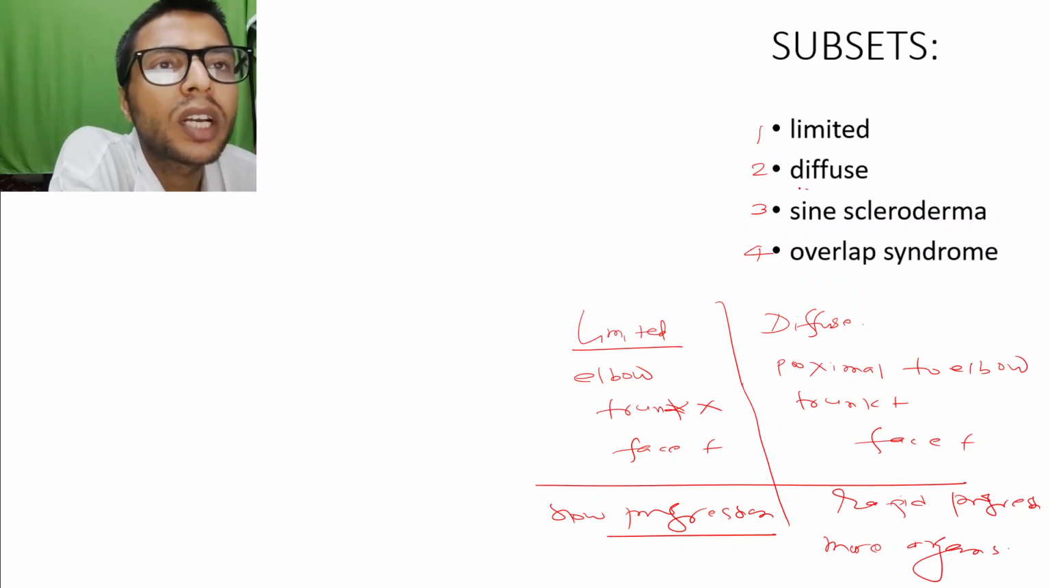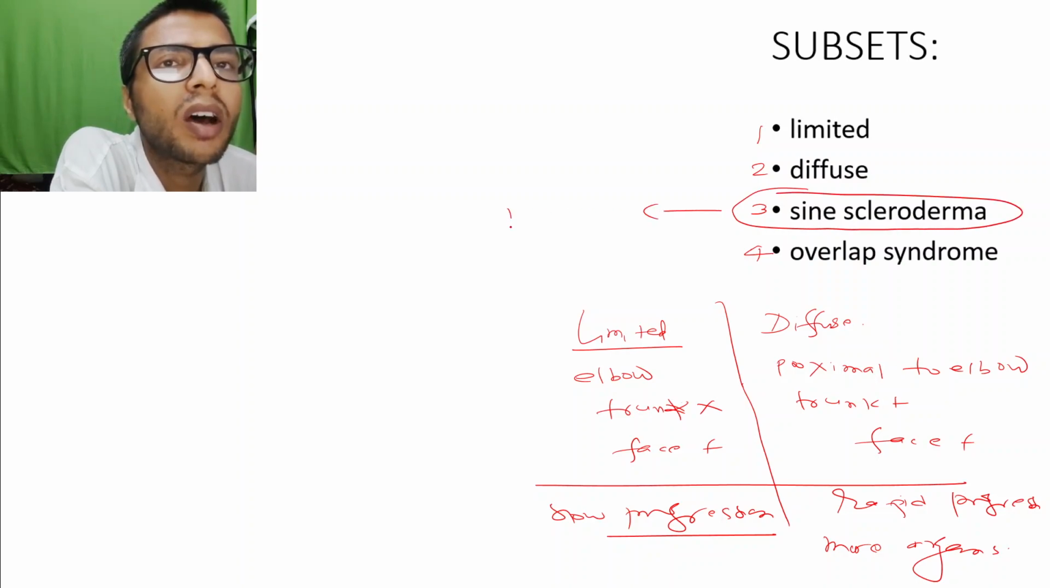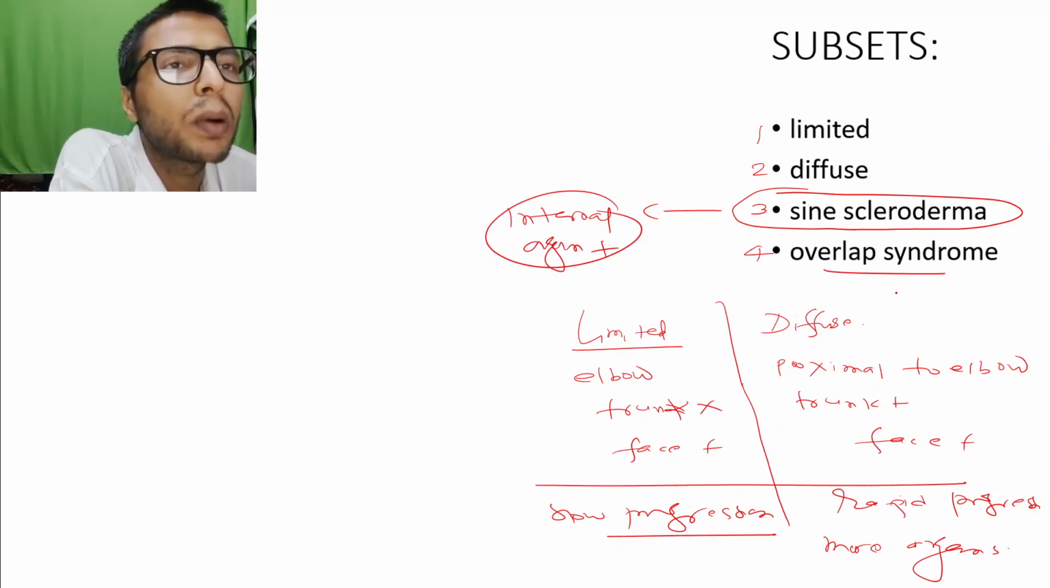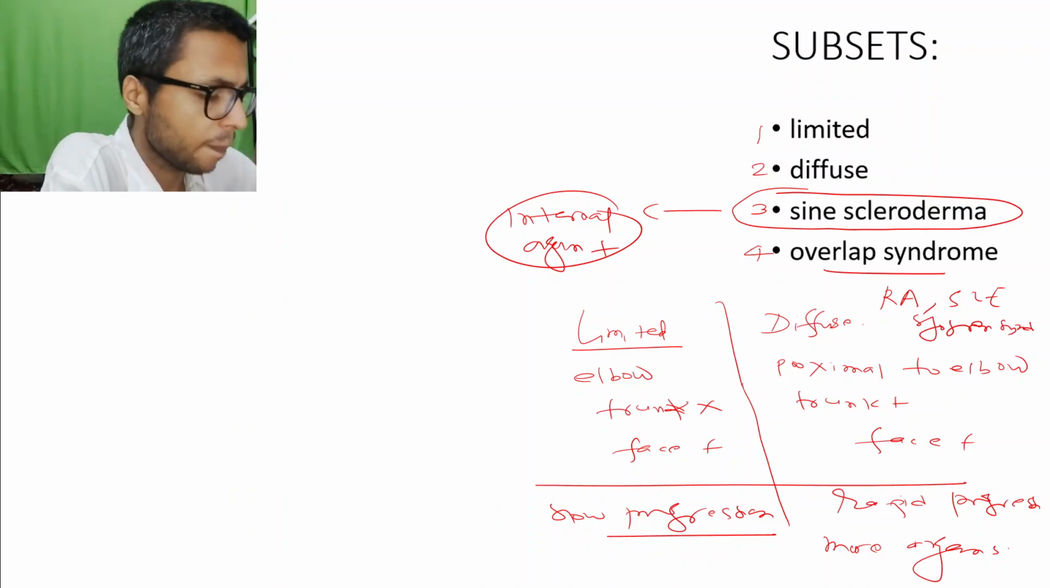And sine scleroderma means there is skin sparing, but internal organs are involved. Overlap syndrome means this disease overlaps with diseases like rheumatoid arthritis, SLE, Sjogren syndrome.